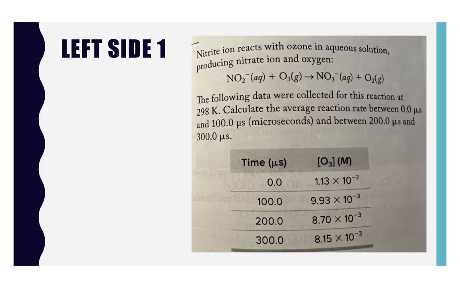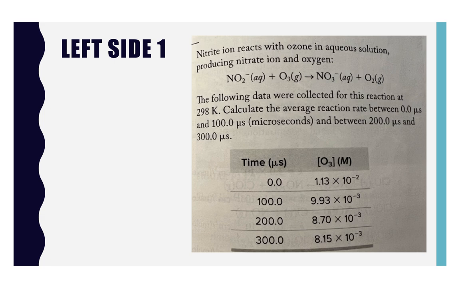All right, so a couple left sides for you here. First one, it says the nitrate ion reacts with ozone in an aqueous solution, producing nitrate ion and oxygen. The following data were collected for this reaction at 298 K. Calculate the average reaction rate between 0 microseconds and 100 microseconds, and between 200 microseconds and 300 microseconds. Go ahead and do those, and then come back here once you're ready to look at the answers.